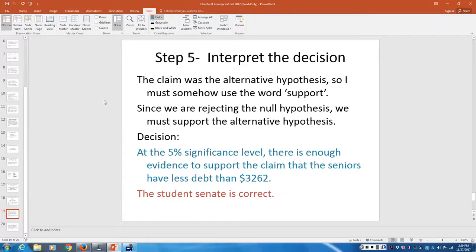Now, formally, if I were writing a report, if I were the student senate, my decision would say at the 5% significance level, there is enough evidence to support the claim that the seniors at that university have less debt than $3,262. And basically, I like that even better because it says the Senate's correct, because that tells you really the answer to the question.